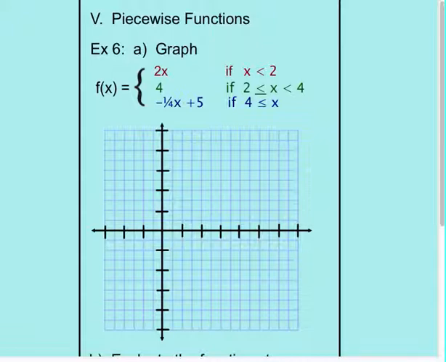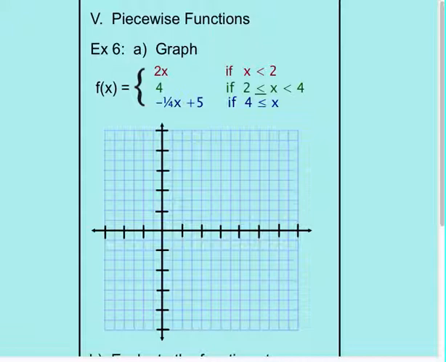So if we're taking a look at this, we've got f of x equals 2x, only when x is less than 2. f of x equals 4, only when x is between 2 and 4, including the 2, not including the 4. And f of x is negative 1/4 x plus 5, only if x is greater than or equal to 4. So notice that those domains are non-overlapping.